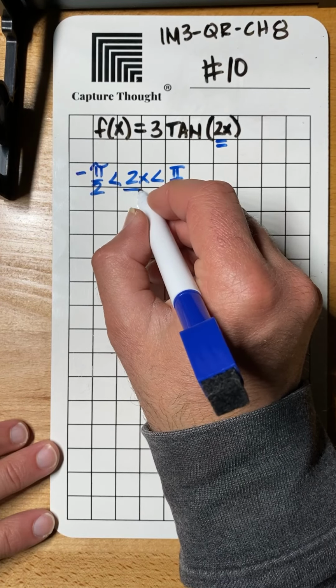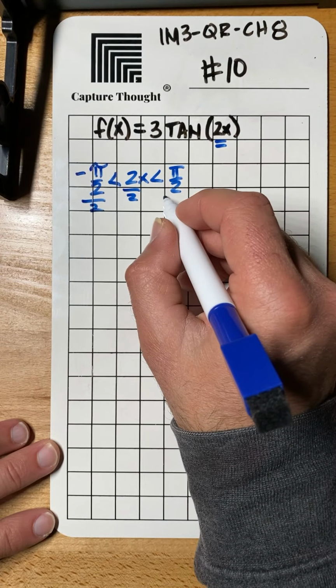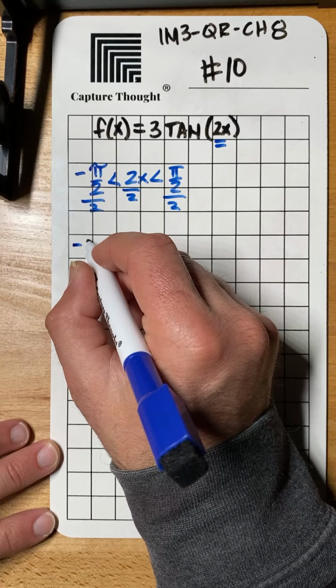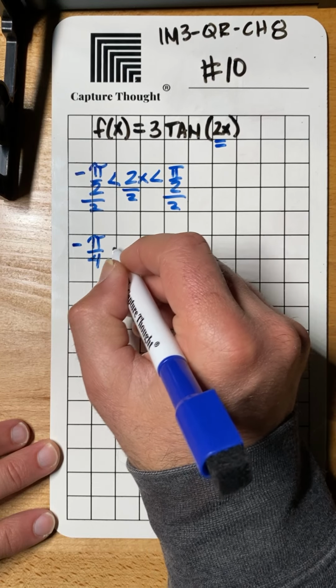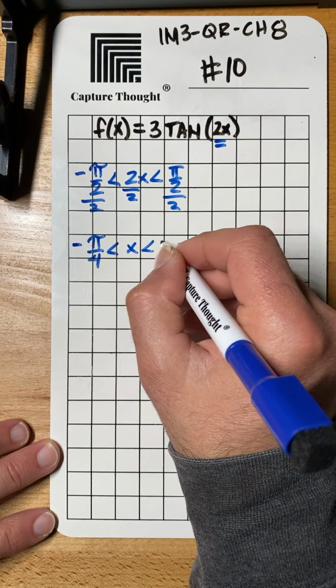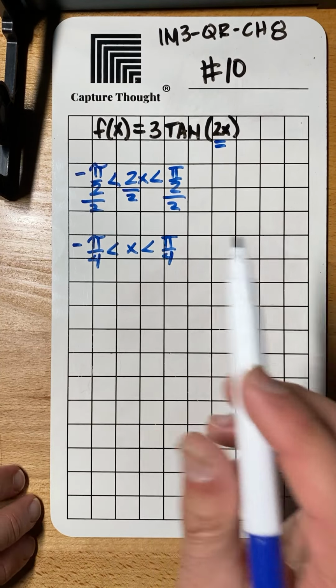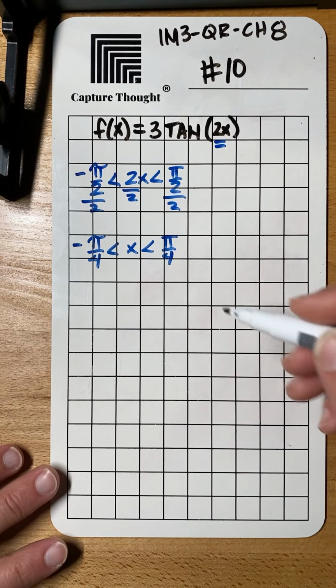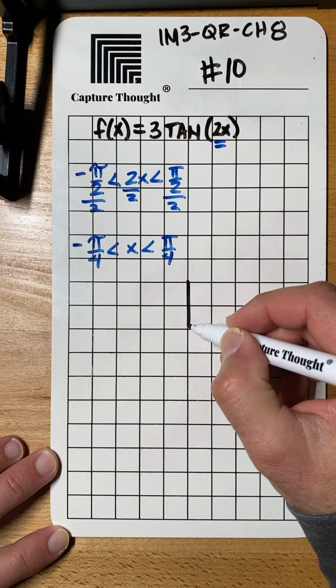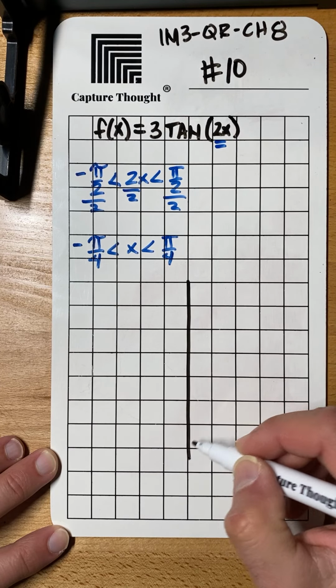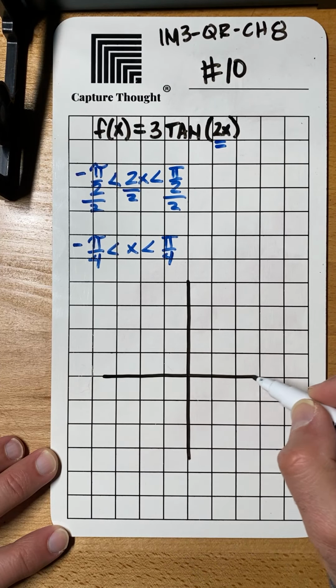So I'm going to divide everything by 2 and get x by itself, and that would give me negative pi over 4 is less than x, which is less than pi over 4. So what that does is tell me the 2 consecutive asymptotes that I need to graph in order to make a tangent function. So I would make a graph, all right?